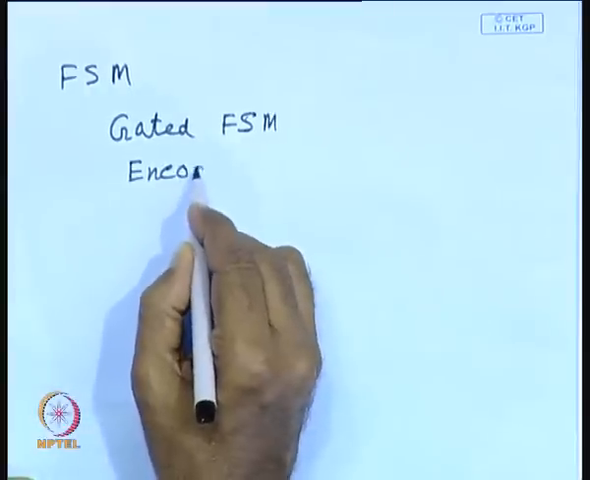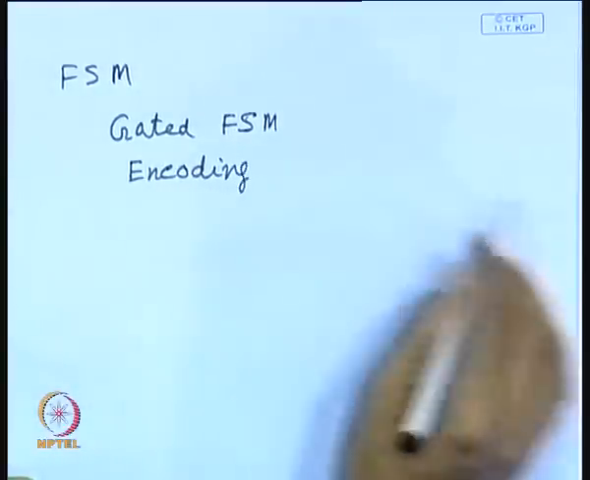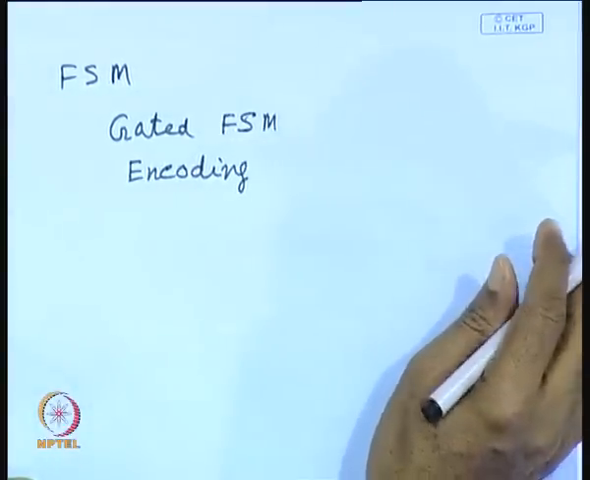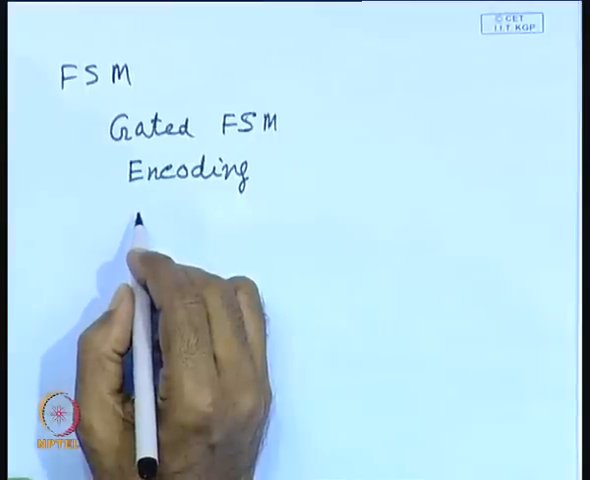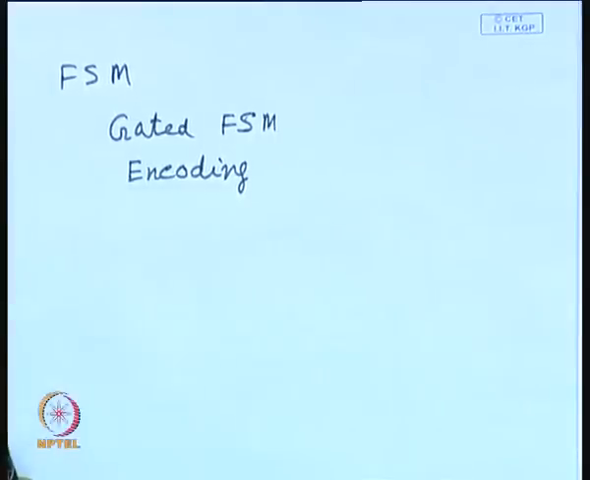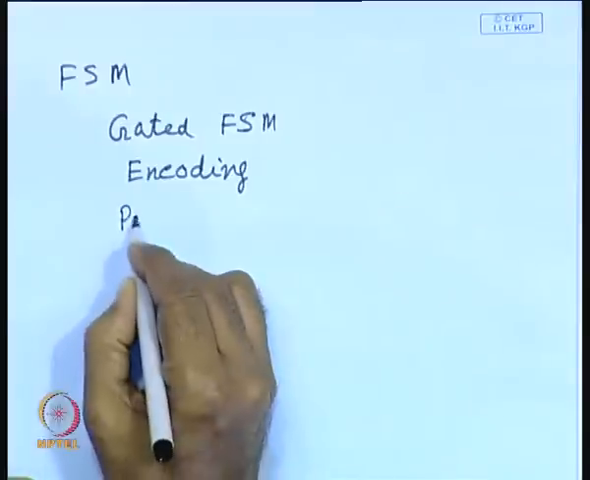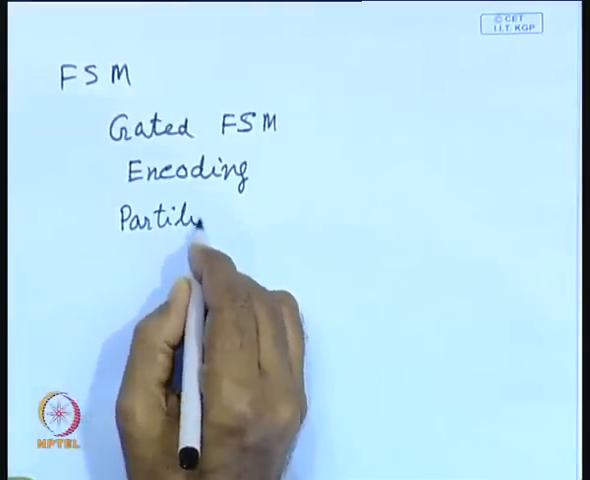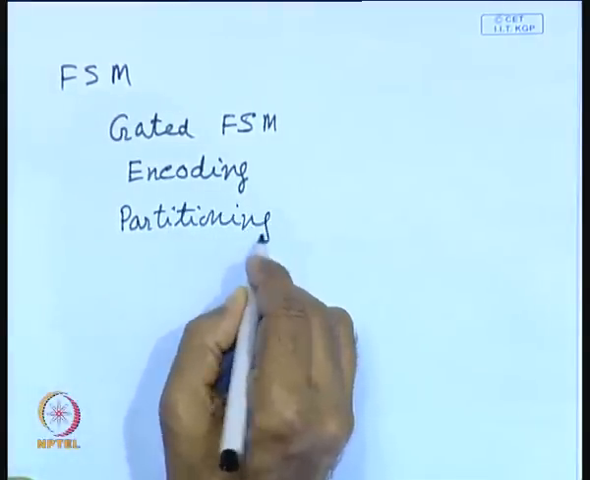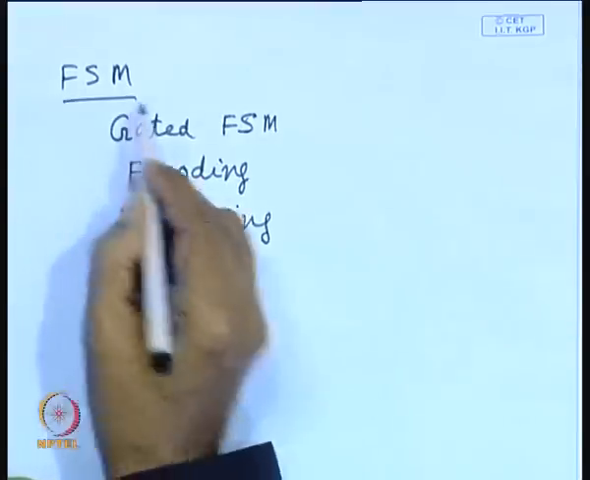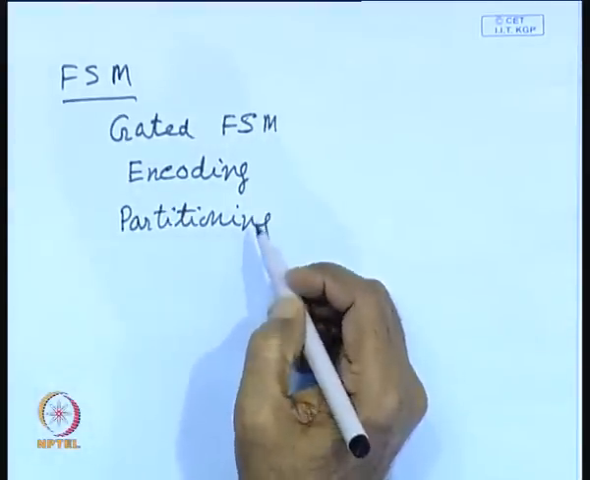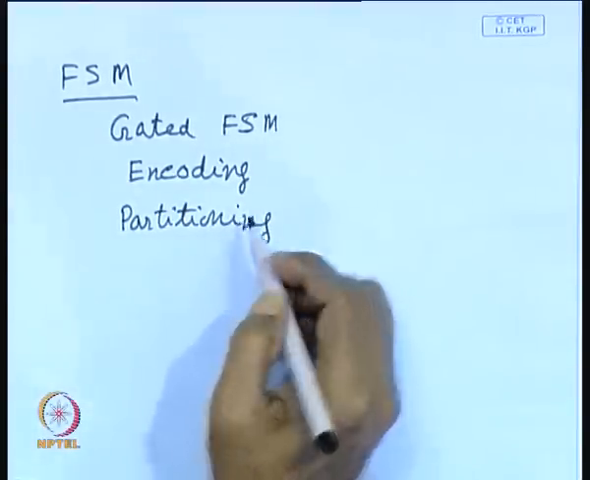You can do state encoding such that the switching activity is reduced, and then we have used another technique, which is essentially FSM partitioning. With the help of these three techniques you can reduce power dissipation in finite state machines.